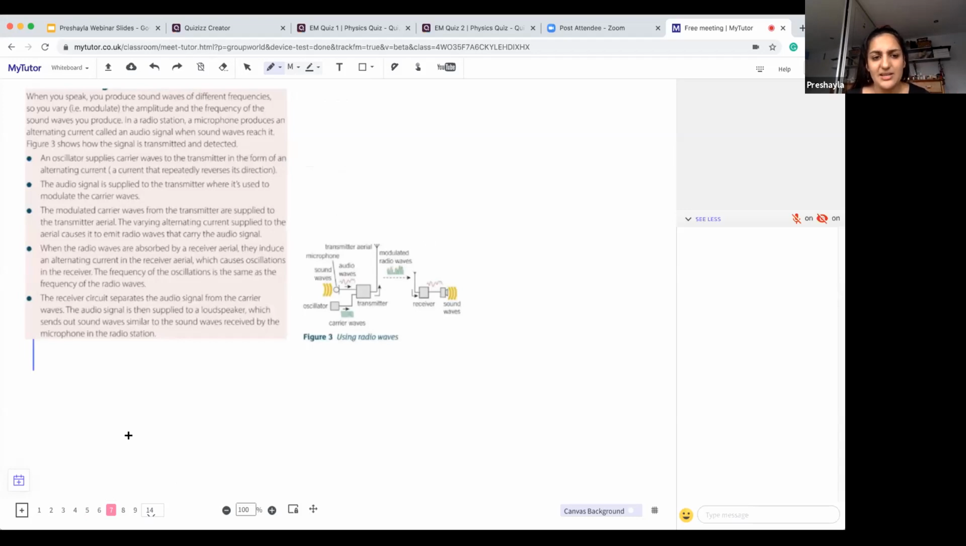Then we looked at, okay, how does basically a radio station work? So how does the microphone work? How does it get to our receivers? And how do we then hear it?